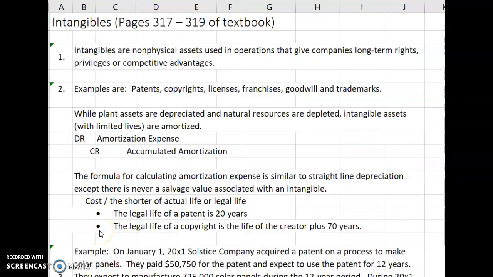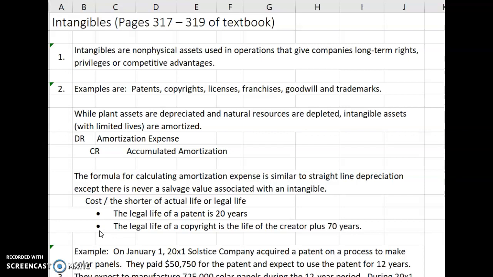Okay, let's go on to intangible assets. You can read about intangibles on pages 317 through 319 of your textbook. Intangibles are non-physical assets used in operations that give companies long-term rights, privileges, or competitive advantages. Examples of intangibles include patents, copyrights, licenses, franchises, goodwill, and trademarks.